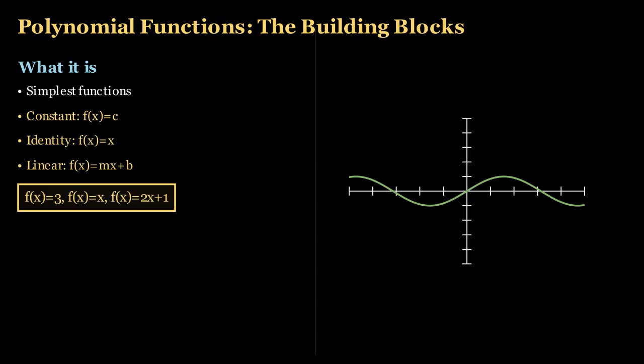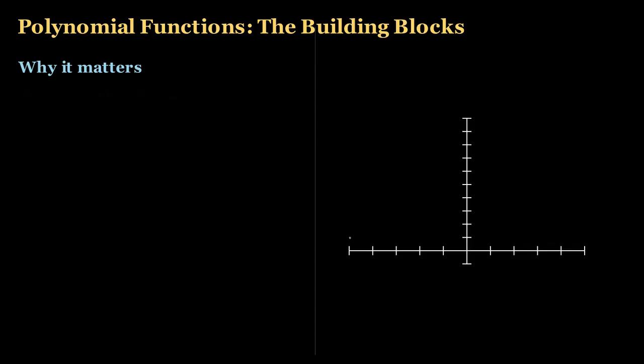Why do we care about these simple machines? Because they let us model the world. A constant function models something that never changes, like the speed of light in a vacuum. A linear function models a steady rate of change. Think of a car moving at a constant speed, where distance equals speed times time.